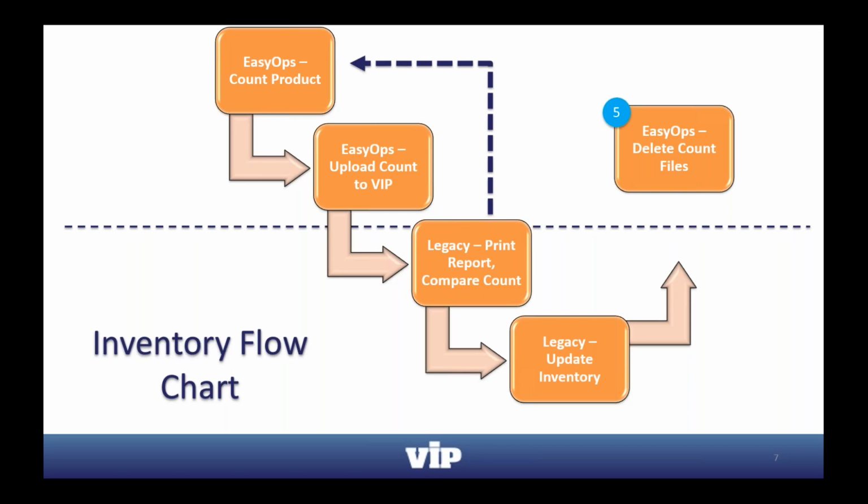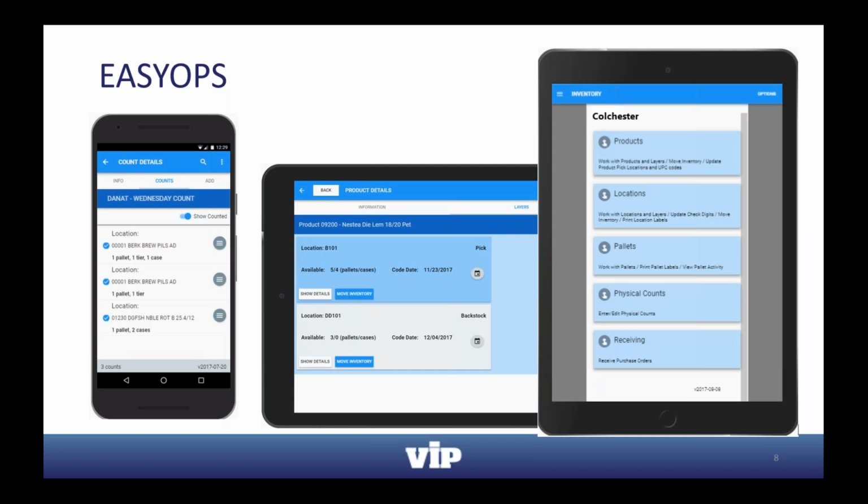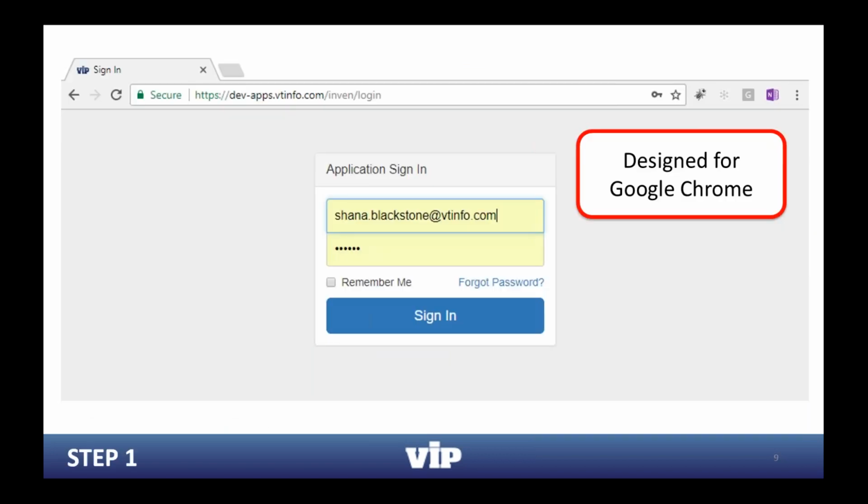So we're going to start, like I said, with EasyOps. And within EasyOps, I had told you before, it is browser-based, so you are going to be given a URL when you purchase your license. You're going to then sign in with your username and password from Beverage on the Web. Please remember this is designed for Google Chrome. For those of you who decide to use iOS, an iPad, an iPhone, you're not going to want to use Safari. You do need to use Chrome to get the best out of this feature.